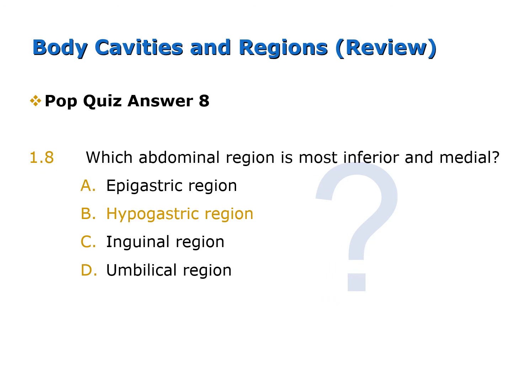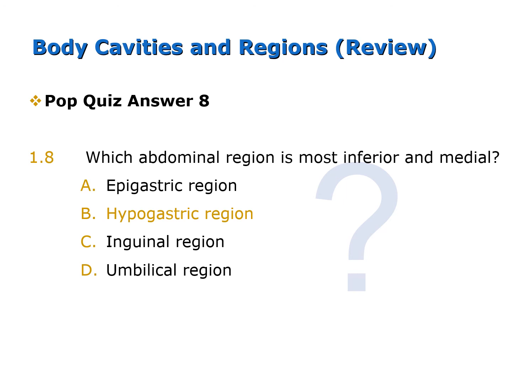Now, when I'm looking for the answer, I will start by looking for the inferior one. Inferior means the lower one. So epigastric is superior, up on top, under the rib cage. On the other hand, the inguinal region is the groin area, so that will be inferior, lower. I will keep it in mind. Hypogastric obviously is the pubic area, just above the pubic bone, so that's an option as well. And the umbilical region is in the middle, so that's not an option. So I keep in mind B and C.